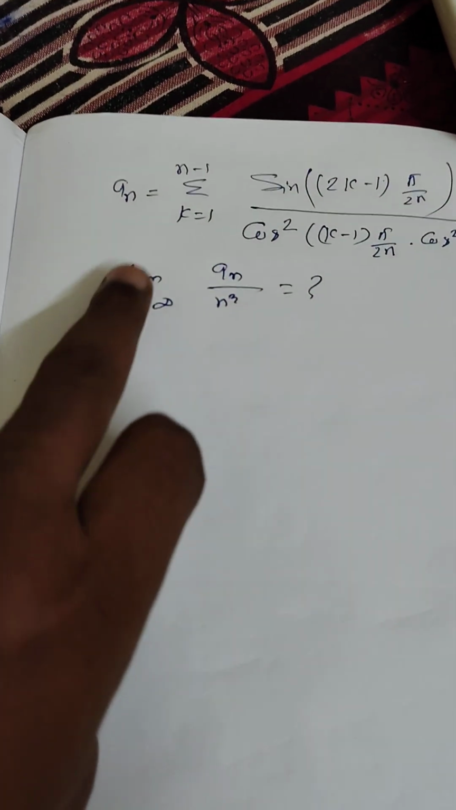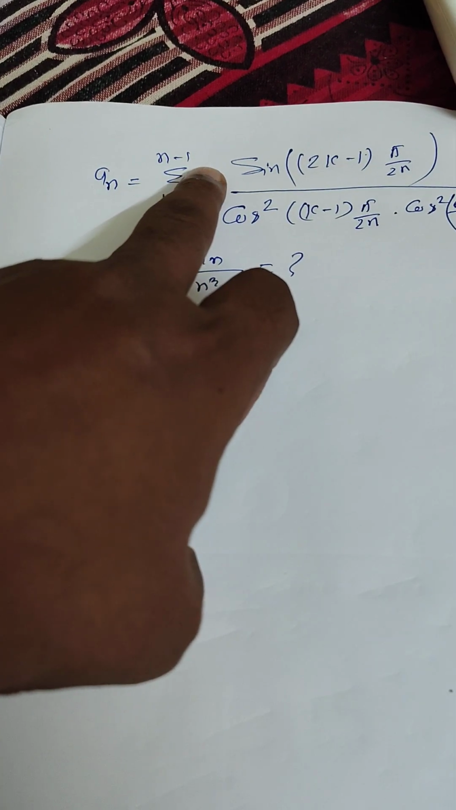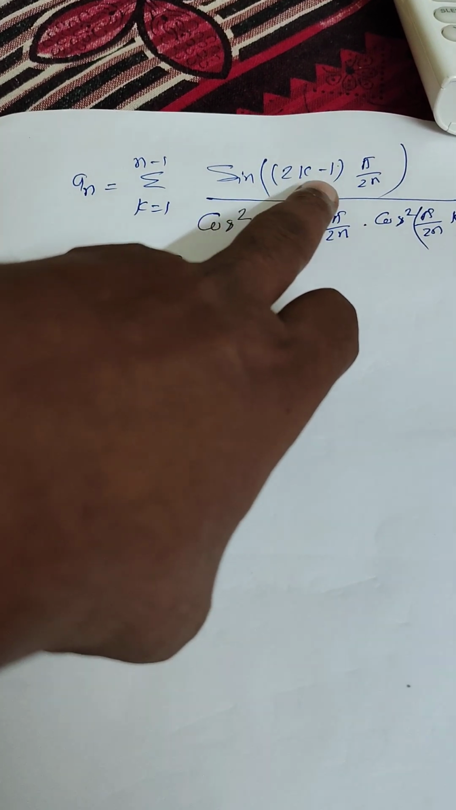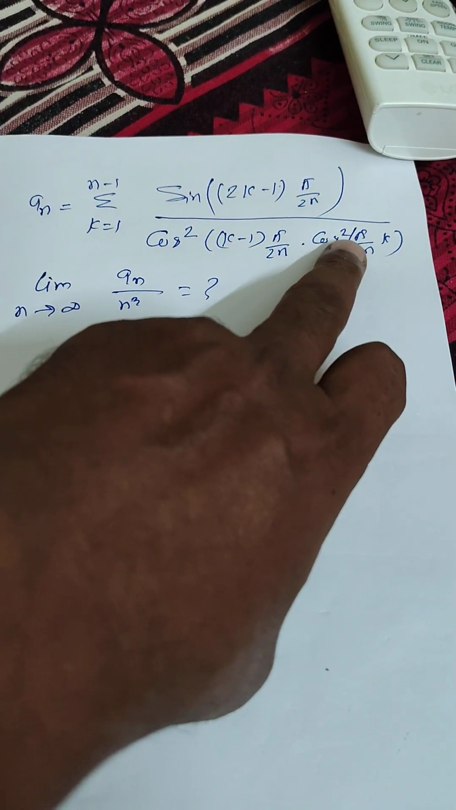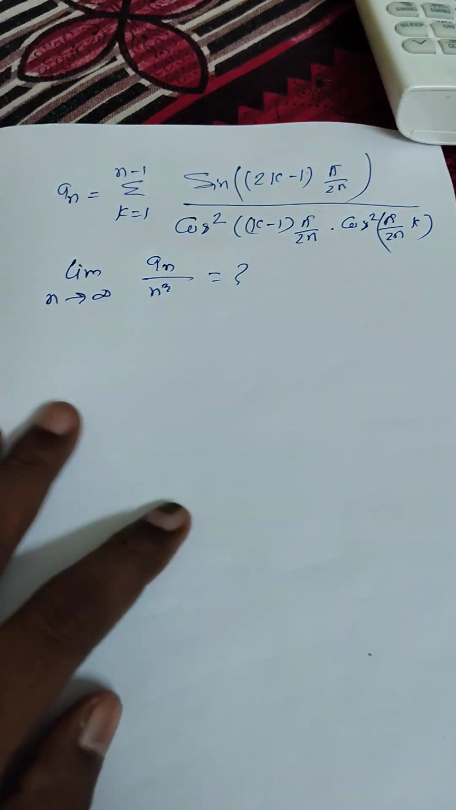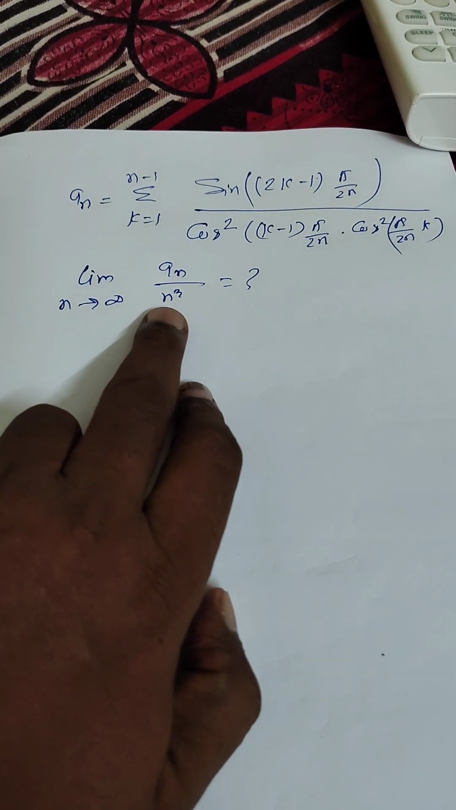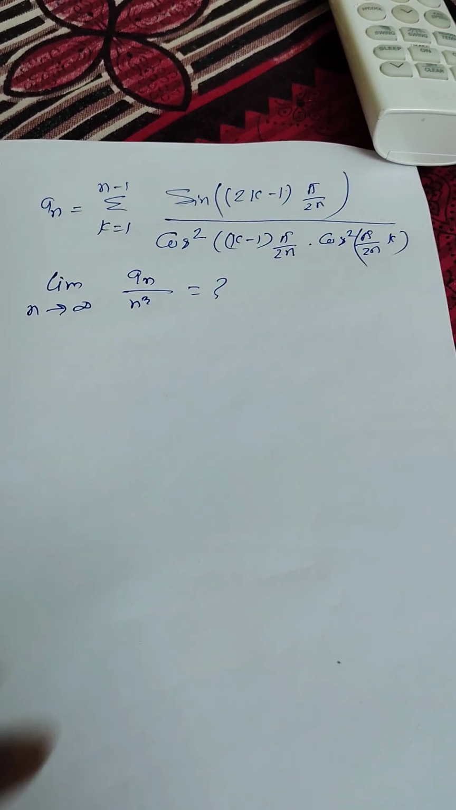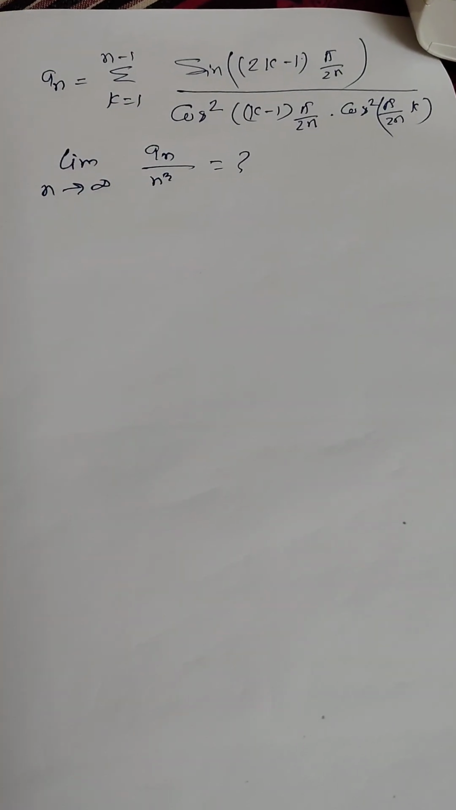Question having very good question. This type of question JEE Advanced asks. The question: a_n is equal to summation k is equal to 1 to n minus 1 of sin((2k minus 1) pi by 2n) by cos square((k minus 1) pi by 2n) into cos square(k pi by 2n). To find the value of limit n tends to infinity a_n by n power 3. This value finds. This type of question, how to solve?